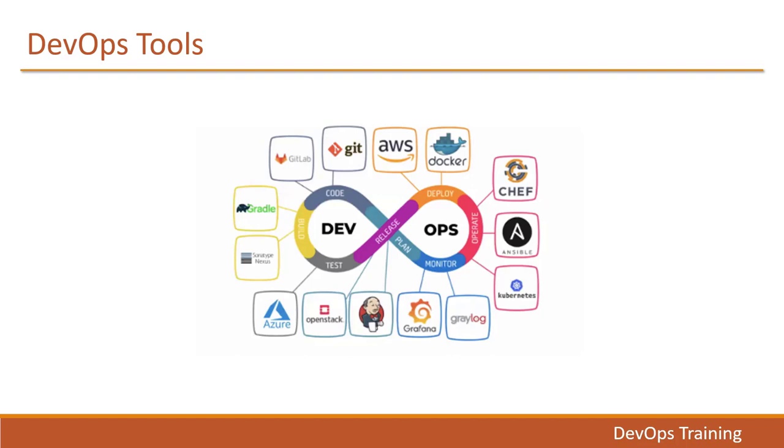Git is also included in our DevOps course. Git is a version control system, and we have Jenkins for complete continuous integration and continuous deployment. We'll see ahead what CI/CD actually means, but Jenkins is also included in our course.